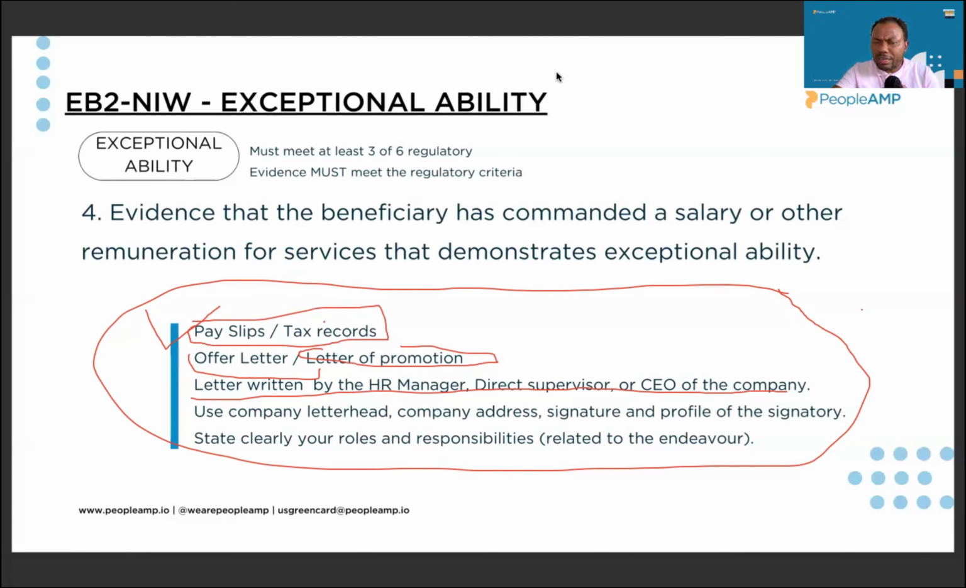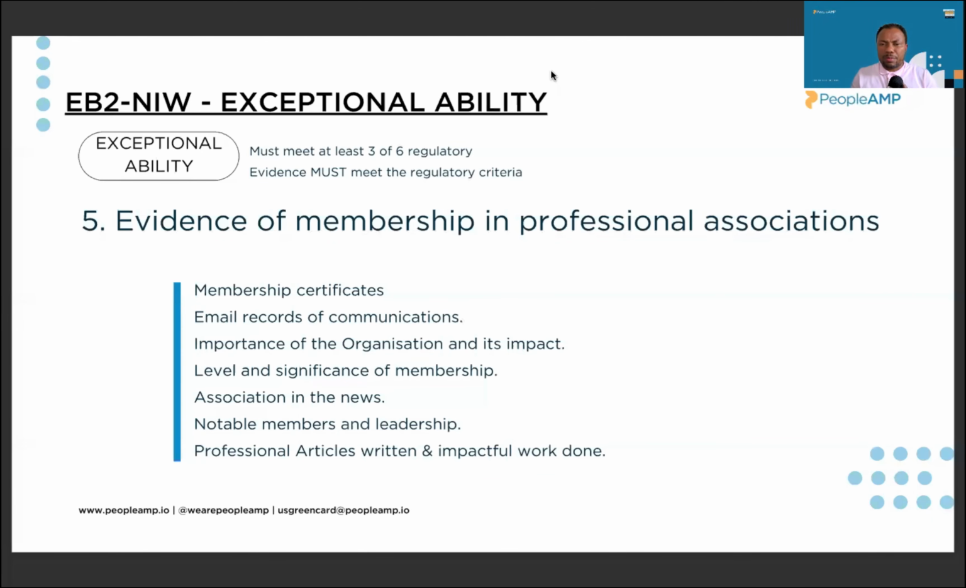So we can go straight into evidence 5. You could see that it's also very interesting. Now, what does evidence 5 talk about? Evidence 5 is about the evidence of your membership in professional association.